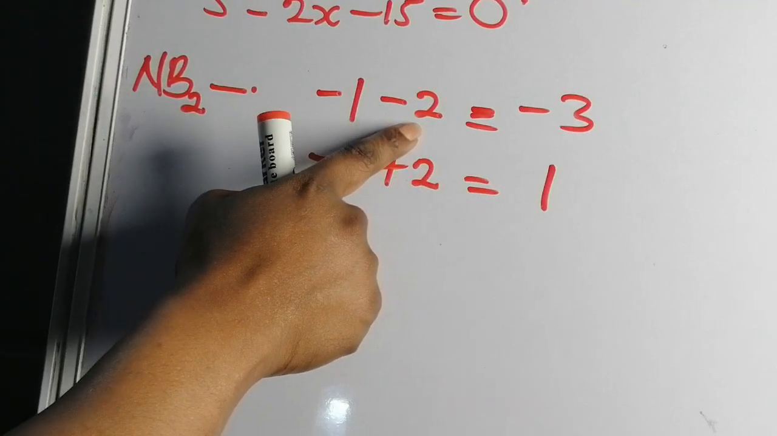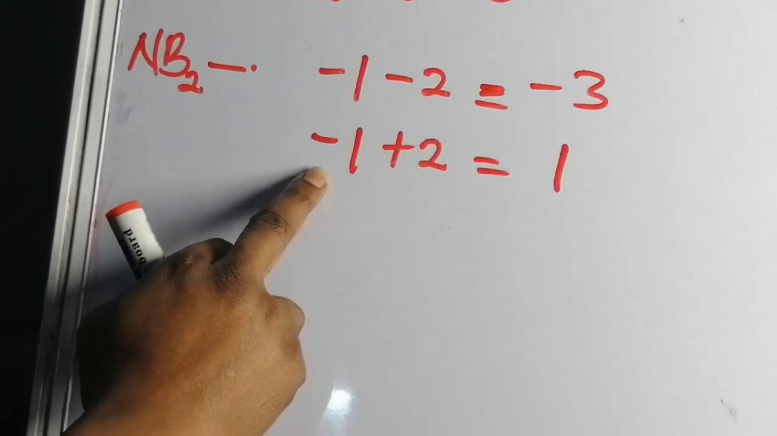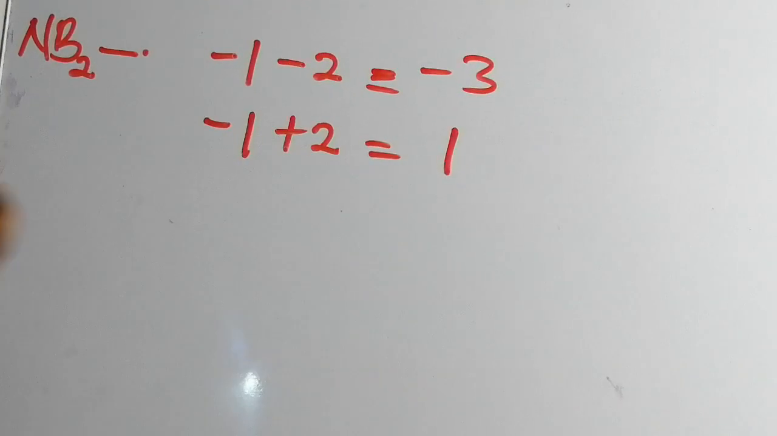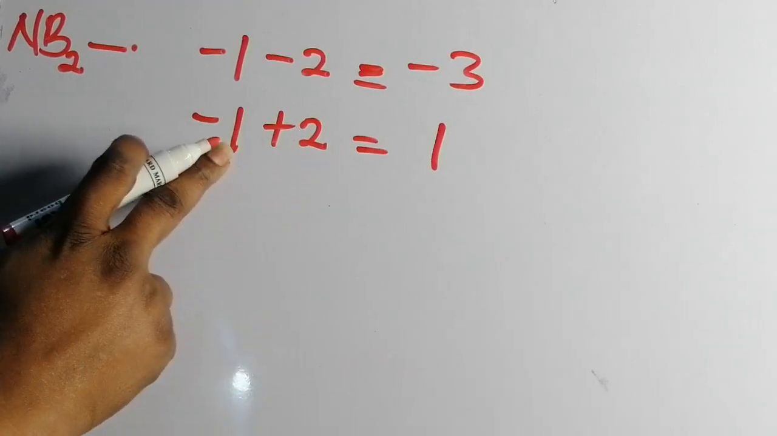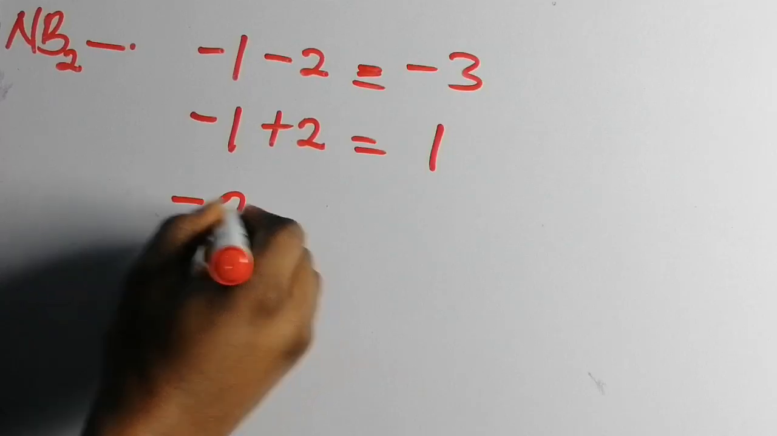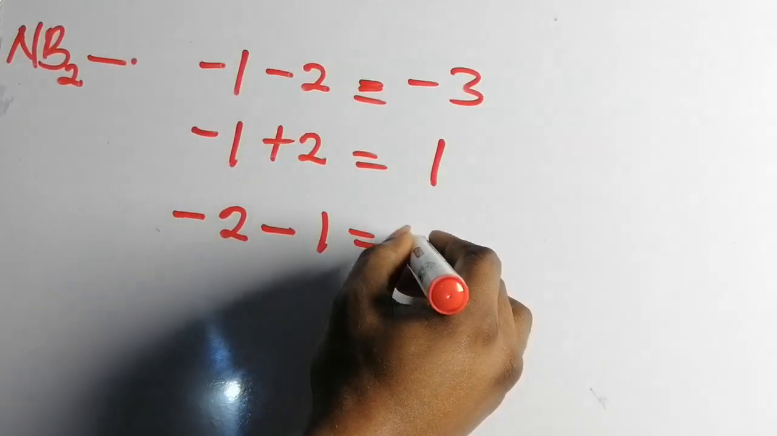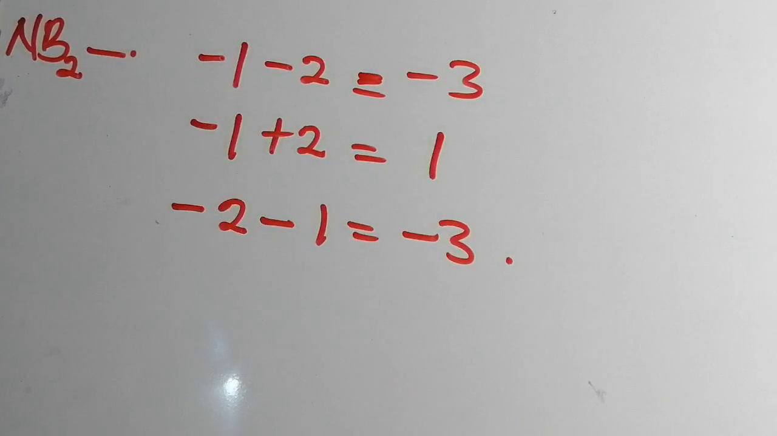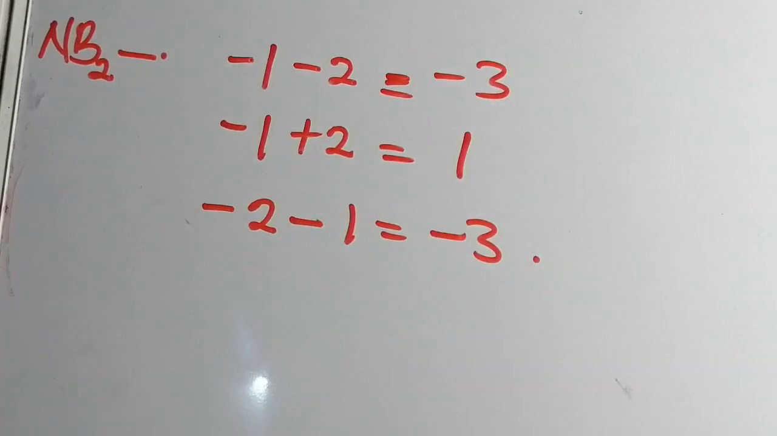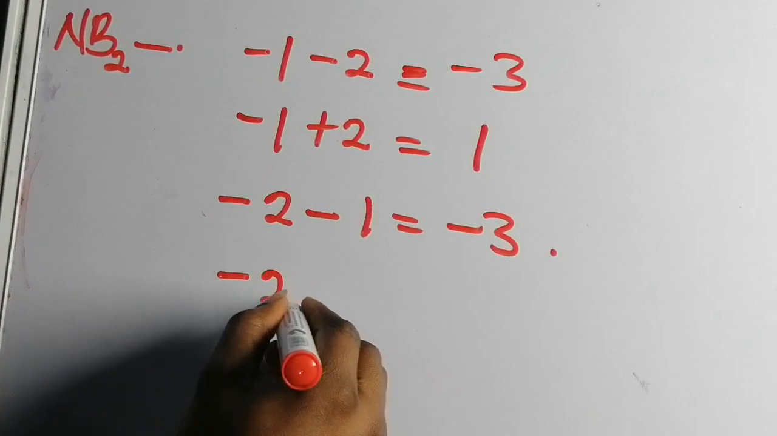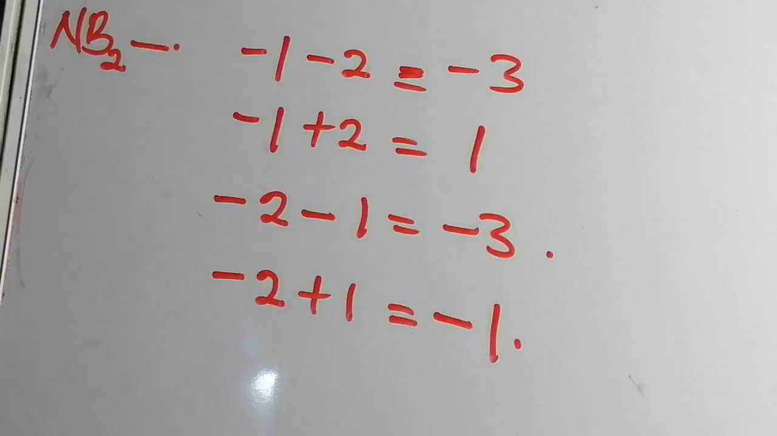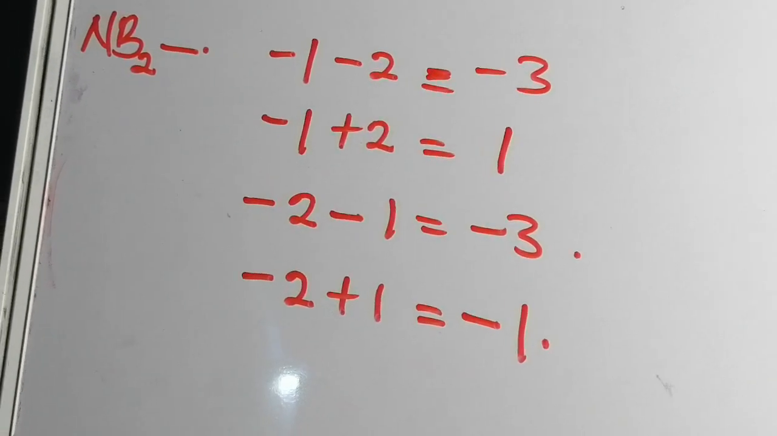So -1 -2 equals -3. That's -1 plus 2 equals what? 1. So I can also change this and bring this 2 here. Instead of writing 1 here, I'll write 2 here, and instead of writing 2 here, I'll write 1 here. So I can say -2 minus 1 is still the same thing as -3. Then -2 plus 1 is the same thing as -1. Very important.